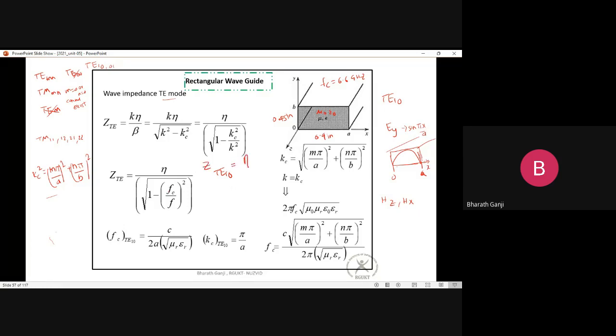So eta simply becomes eta naught divided by square root of 1 minus (fc by f) whole squared. Of course, I have to give you a frequency. So take a frequency of 9 gigahertz. If the frequency is 9 gigahertz, I want the answer for the wave impedance.